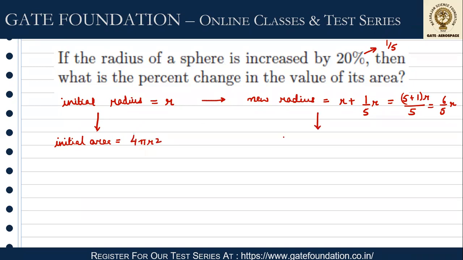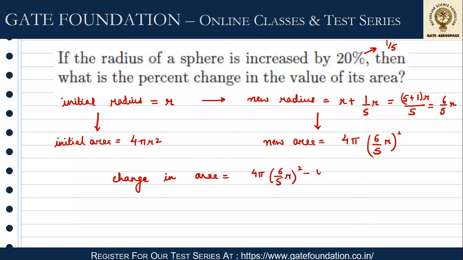And from the new radius, I'll have the new area equal to 4 pi. Now this time the radius has changed. It will become 6 by 5 times r, whole square. I'll keep it as it is. Now let's find out the change in area, because I am interested in finding the change. So change in area will be new area minus initial area. So 4 pi times (6 by 5 r) whole square minus 4 pi r square.